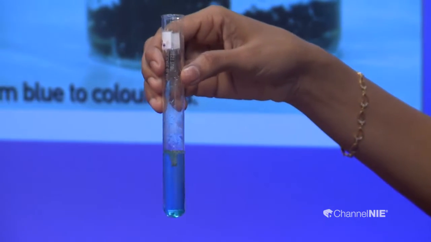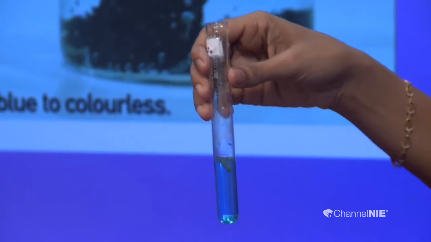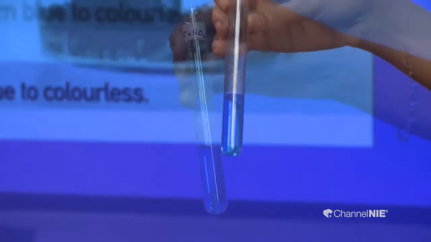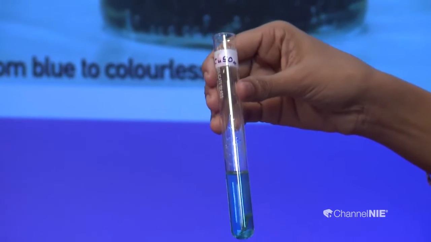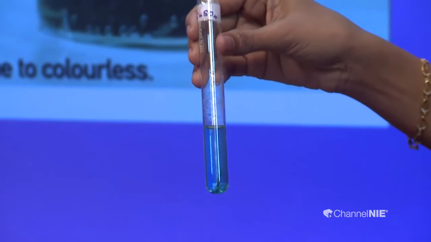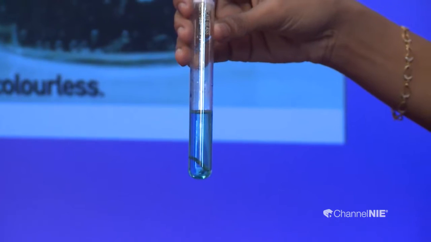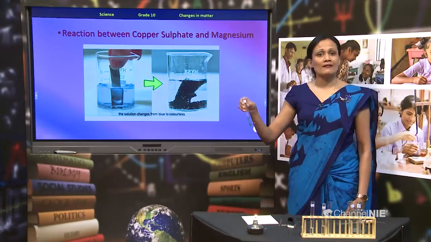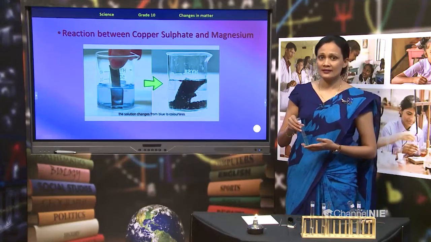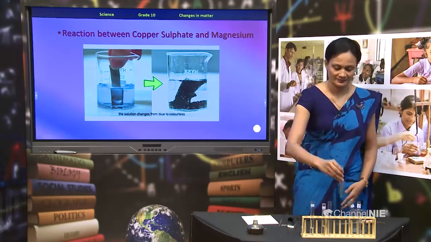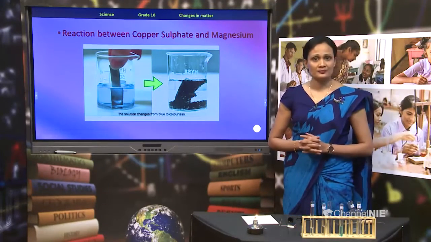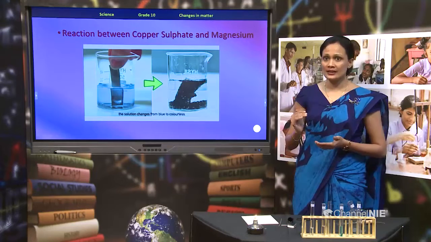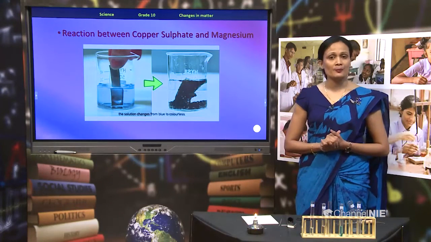If we keep it for a while, we can observe the color of the copper sulfate is reduced, and also there is a black colored substance, nearly brown in color, deposited on the magnesium strip. That means magnesium reacts with copper sulfate. So here another reaction occurs. I think you observed it well. That means the copper sulfate solution, blue in color, reduces its color when we add the magnesium strip into it.